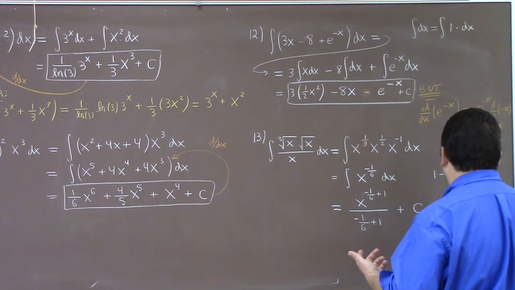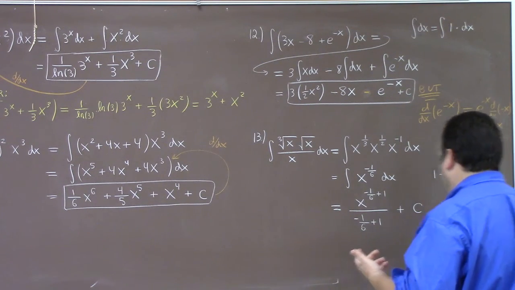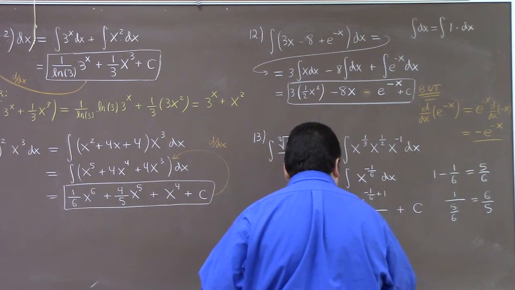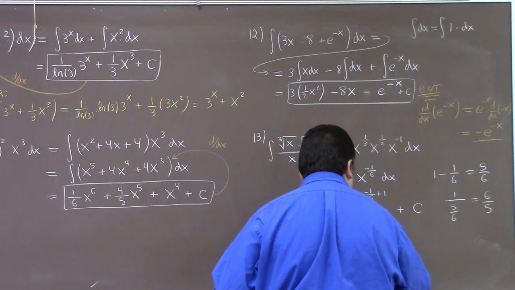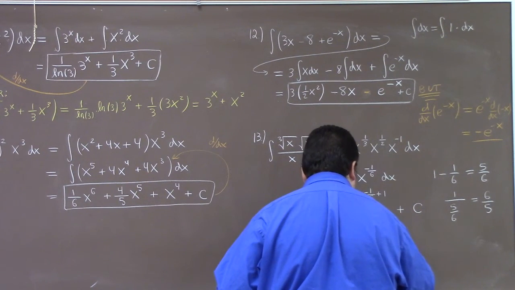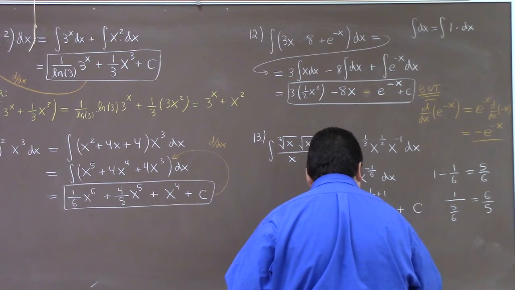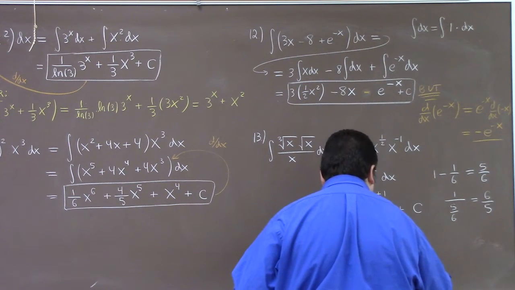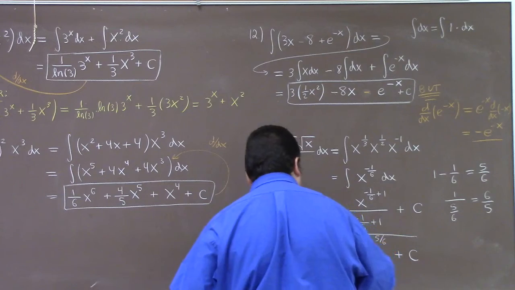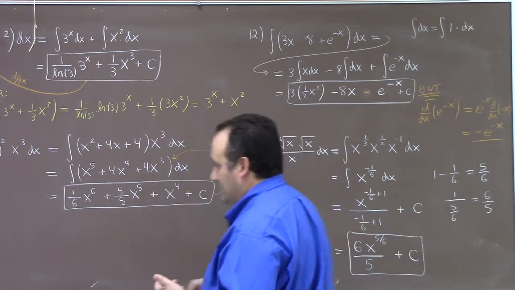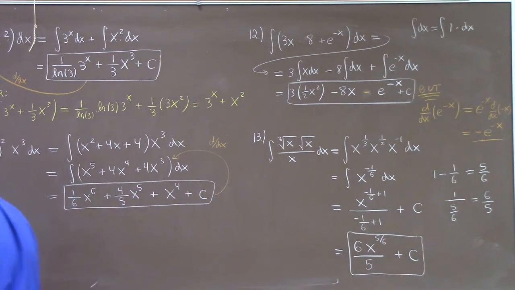And 1 over 5/6 is what? It is 6/5, yeah? So what we got here is 6x to the 5/6 divided by 5 plus a constant. That is the civilized way to write your answer here. So, questions?